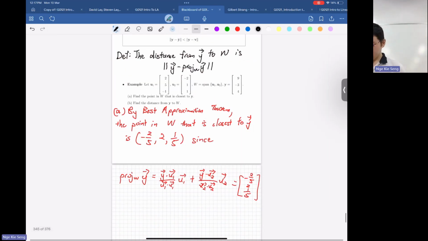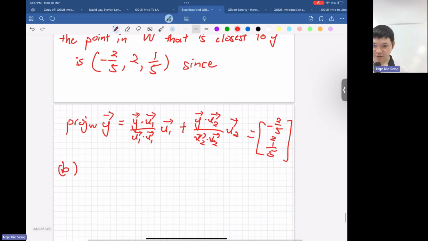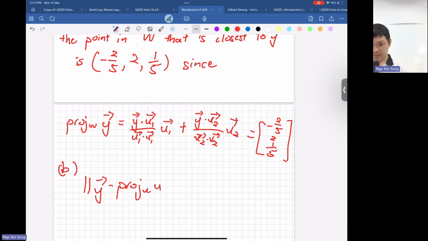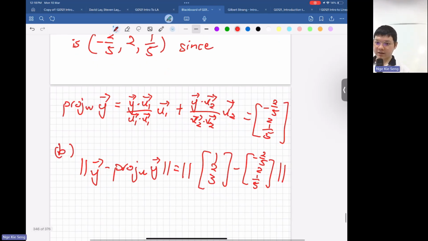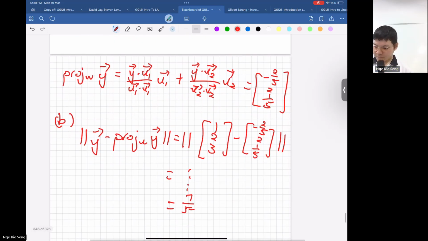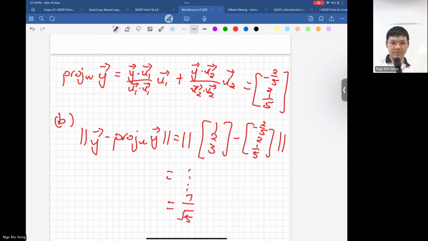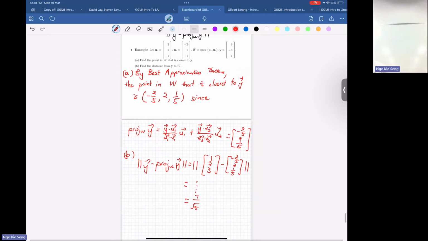So in this question, what it wants us to do is just find the length of y minus the projection of y. Basically this is (1, 2, 3) minus (-2, 0, 5), then the length. If you go through this, it's 7 over square root 5. I think this question is pretty standard, and we will use it as a quiz and final exam question.